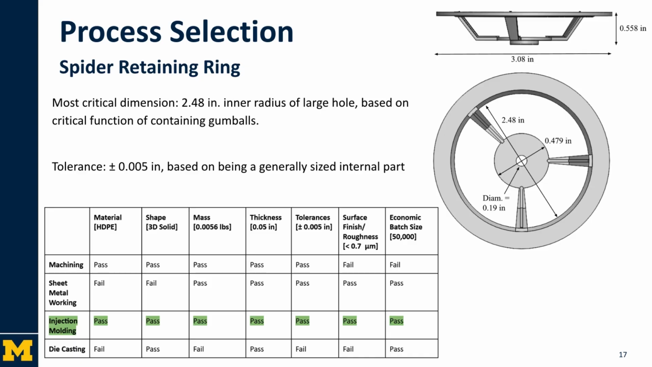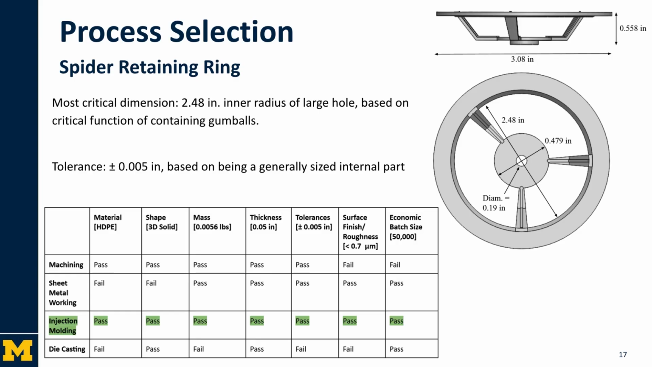the spider retaining ring. In order to select the process in which to manufacture, we compared it to machining, sheet metal working, injection molding, and die casting. We determined that the most critical dimension was going to be the inner radius of the large hole, just because it needs to contain the gumballs, so it can't be too big or too small, because it needs to allow the gumballs to get through, but it also can't be too big that they will slip out of there when inside. That led us to a tolerance of plus or minus 0.005 inches based on being a generally sized internal part with nothing super special about it.